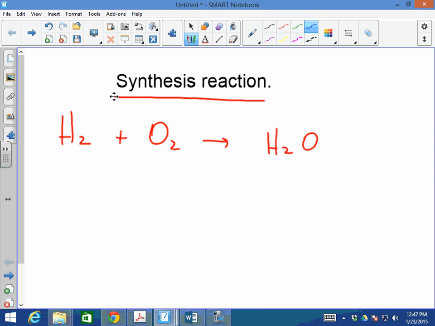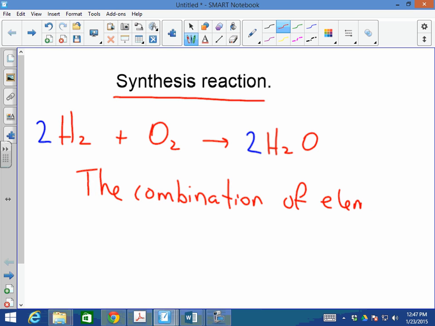Something like this goes on. Balance the equation. You have two H's on my left, two H's on my right. That's good. O's is not balanced. Now we're all good. So to summarize things, synthesis reaction is the combination of elements. Elements is what makes a synthesis reaction.